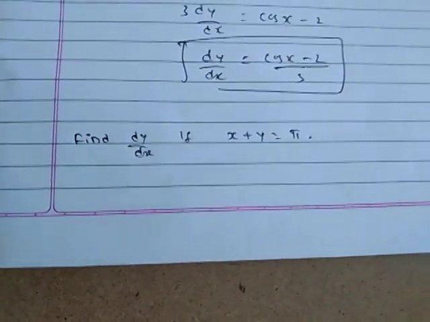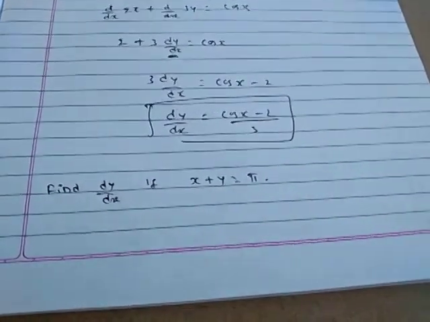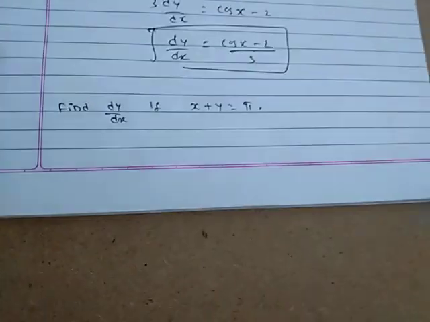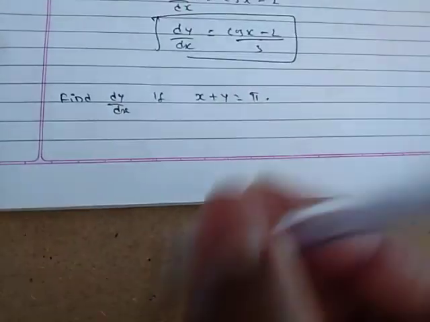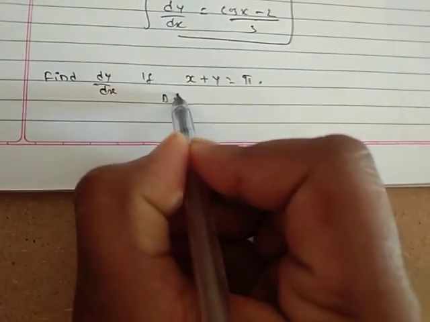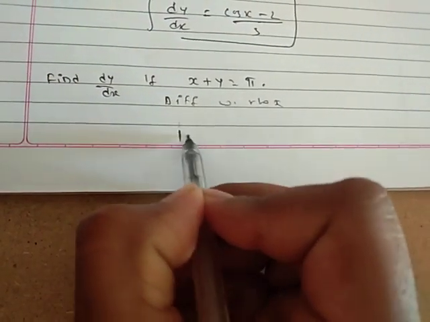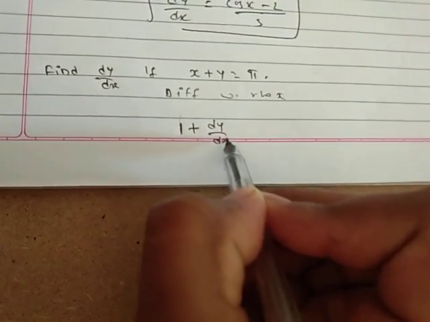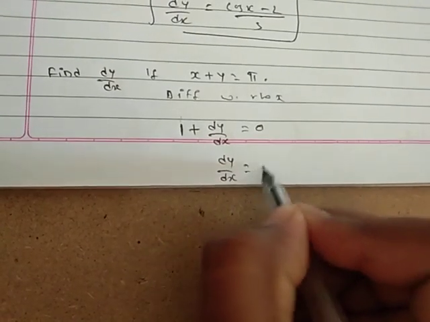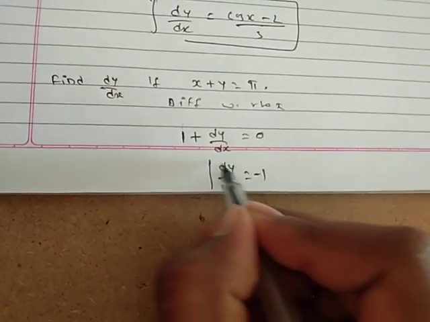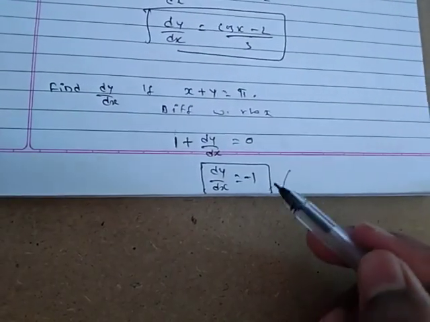So the next problem is find dy by dx if x plus y is equal to pi. It can be solved in two ways. This problem is similar to the given example, so we can differentiate as it is, with respect to x. So dx by dx is 1, plus dy by dx remains the same. The differentiation of any constant is 0, so dy by dx is equal to minus 1. This is the required differentiation of x plus y is equal to pi.